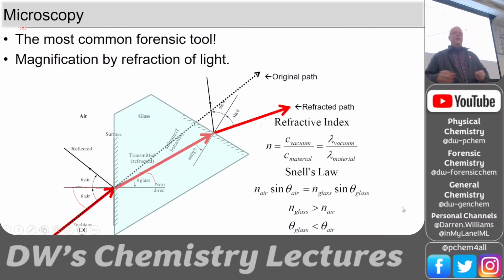Microscopy is probably the most common forensic tool. You put it under the microscope and get a closer look. It makes logical sense, and it uses magnification by the refraction of light. So here's a review of Bragg's law and those kinds of things that you did in instrumental analysis, looking at prisms, gratings, and the properties of lenses. We'll see some of these properties today.